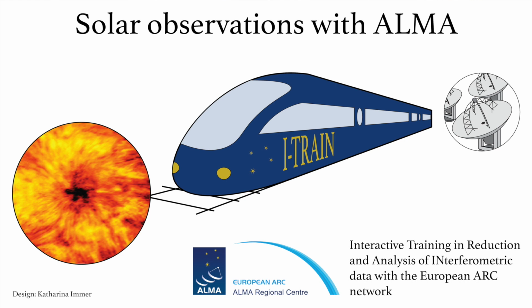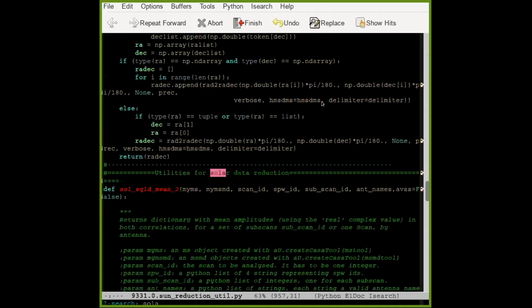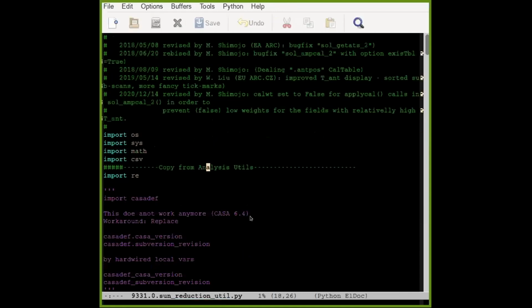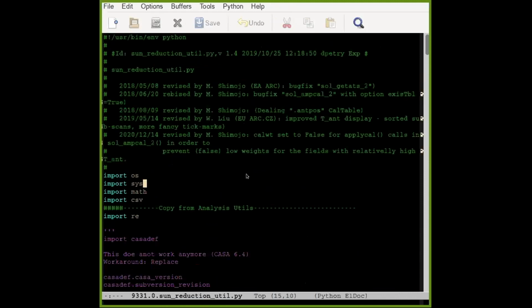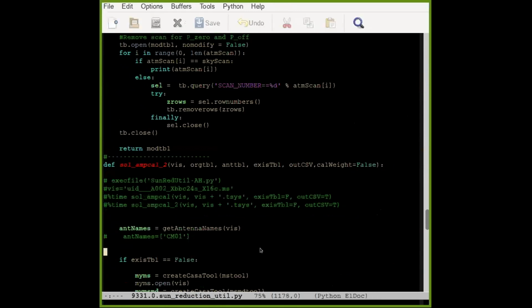So first, let me show you in the script. We are calling the procedure that is called solampcal2. If you are interested in it, I'll share. So this is what you can see. This is the collection, the library of ALMA solar routines, and I can find it here. So, ampcal2, yes. So now I got it.